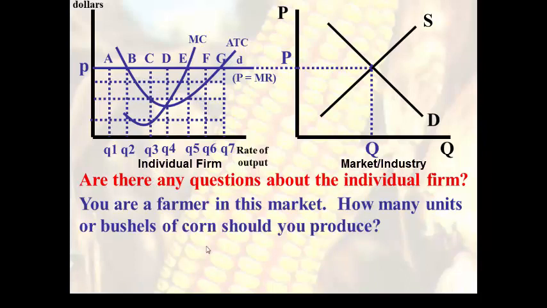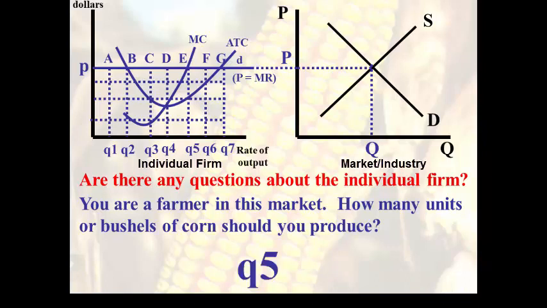You're a farmer in this market. How many units or bushels of corn should you produce? Q1, Q2, Q3, Q4, Q5, Q6, or Q7 bushels of corn. Stop the video and figure this out.